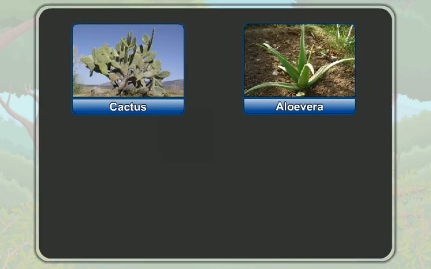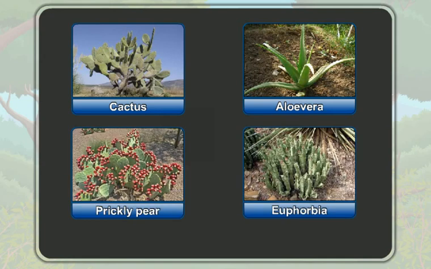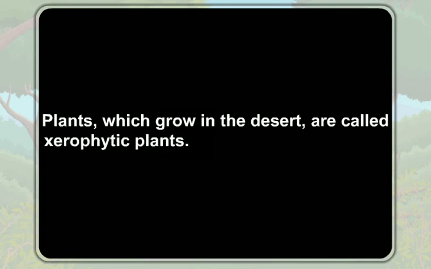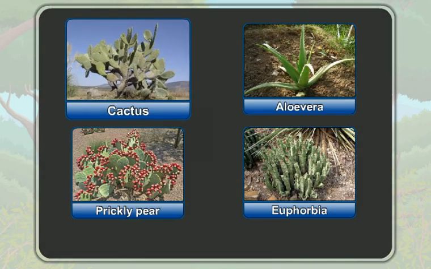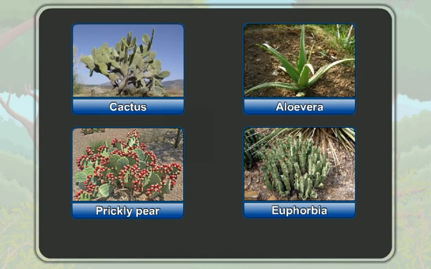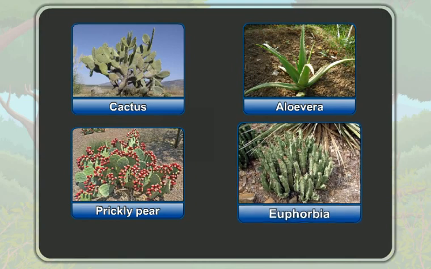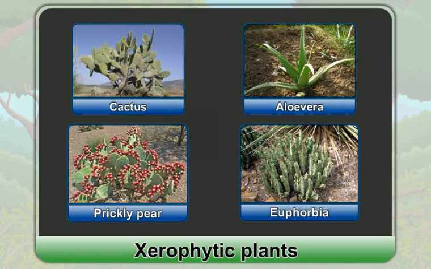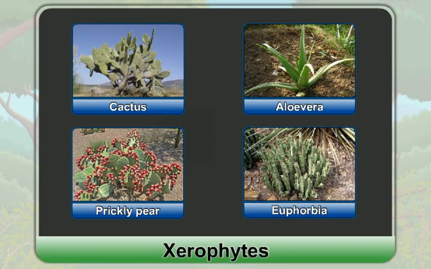Plants like a cactus, an aloe vera, a prickly pear, and a euphorbia grow in the desert. Plants which grow in the desert are called xerophytic plants. So, a cactus, an aloe vera, a prickly pear, and a euphorbia are xerophytic plants. All these xerophytic plants are known as xerophytes as well.